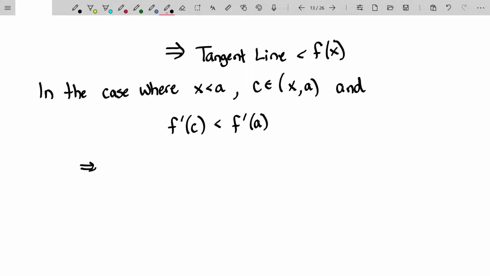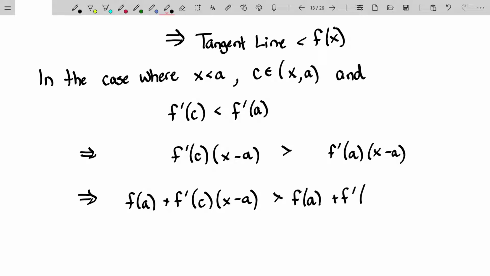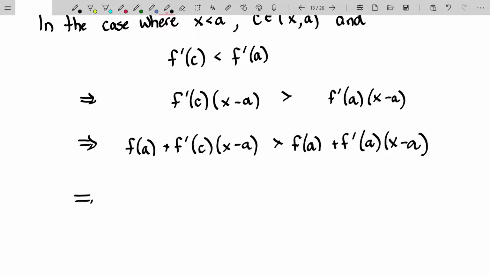And if you multiply both sides by x minus A, in this case, f prime at A times x minus A, the sign will switch because x is actually less than A. And so you get this going on. But otherwise, the proof is very similar. You just add f of A to all three sides. f prime at C times x minus A is less than f of A plus f prime at A times x minus A. The right-hand side of that inequality is the tangent line.